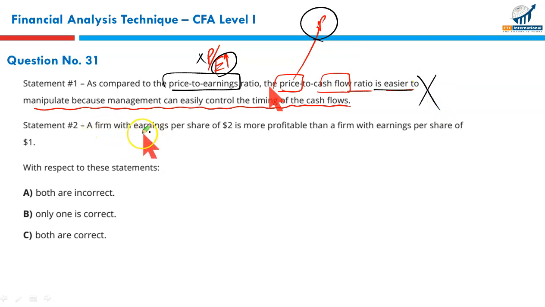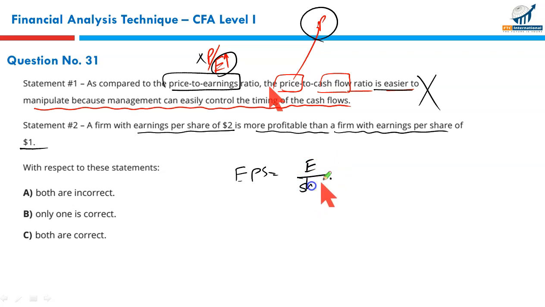Statement 2. A firm with earnings per share of 2 is more profitable than a firm with earnings per share of 1. Earnings per share basically calculates your earnings divided by number of shares. So it's not just profit only. What if a company has very few number of shares? Resultantly, EPS would go up. So we can't say that through EPS we can compare two companies, one is more profitable, other is less. This is incorrect because EPS is determined by two measures.